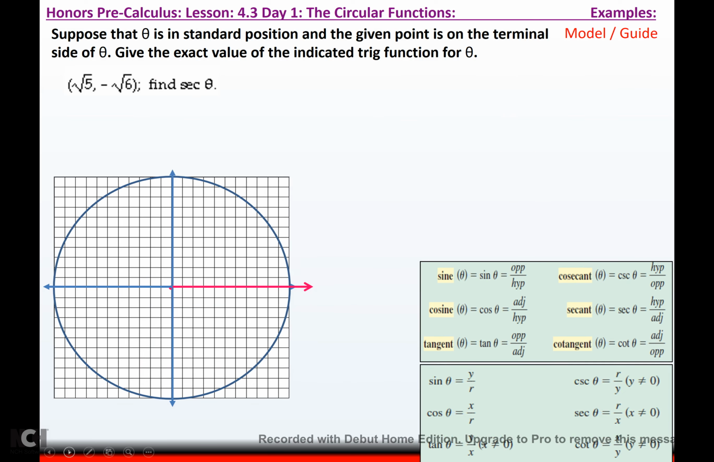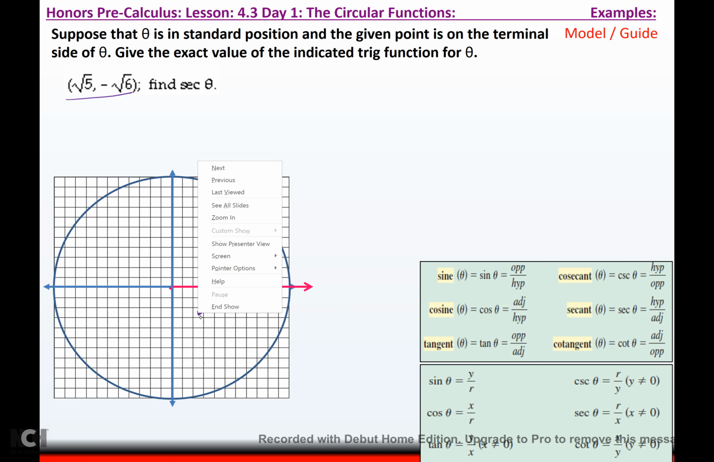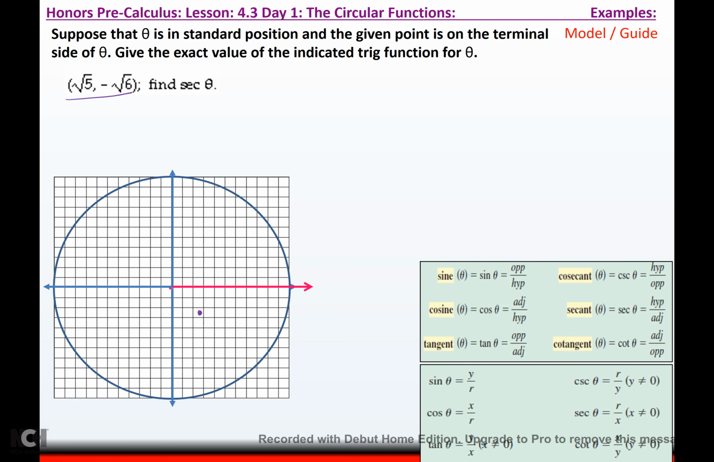Alright, this one, they're going to give you square roots just to try and throw you off. If you plot this point, the positive square root of 5 is this way, it's 2 point something, and a negative square root of 6 is also 2 point something, so it's going to be about right there. Okay, so there's my terminal side, which means my circle does something like this, okay?